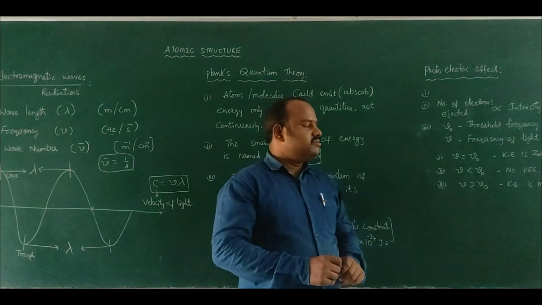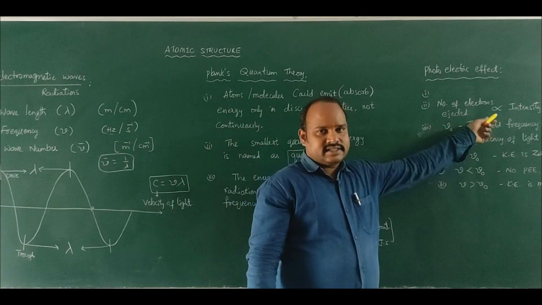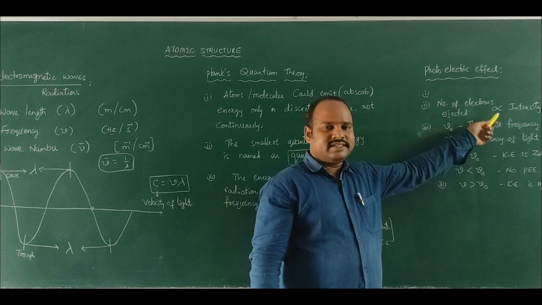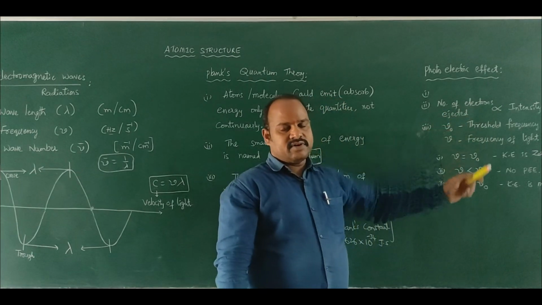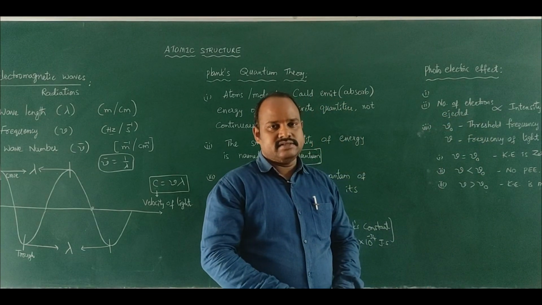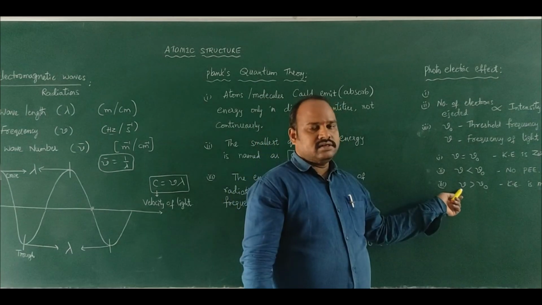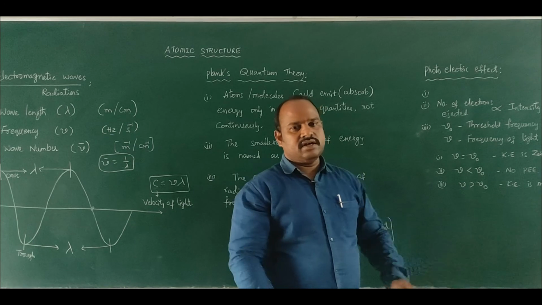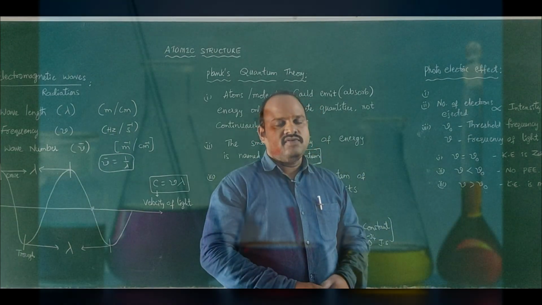By these assumptions we can conclude that if the intensity of light increases, the number of electrons ejected from the metal surface increases. And if the frequency increases, the kinetic energy of the electrons increases. So this is about the photoelectric effect.